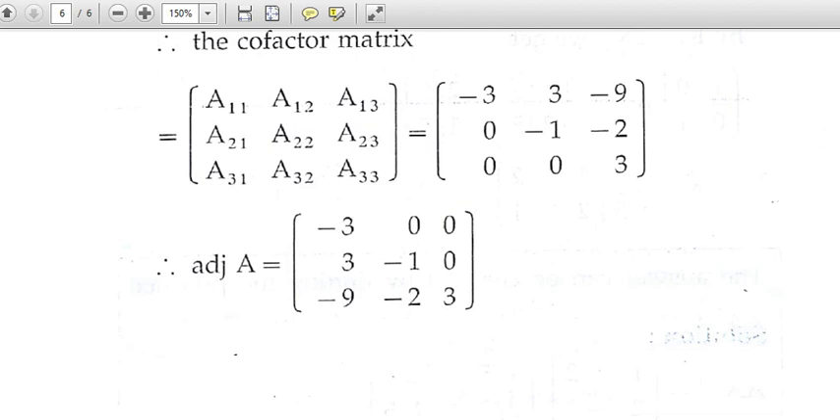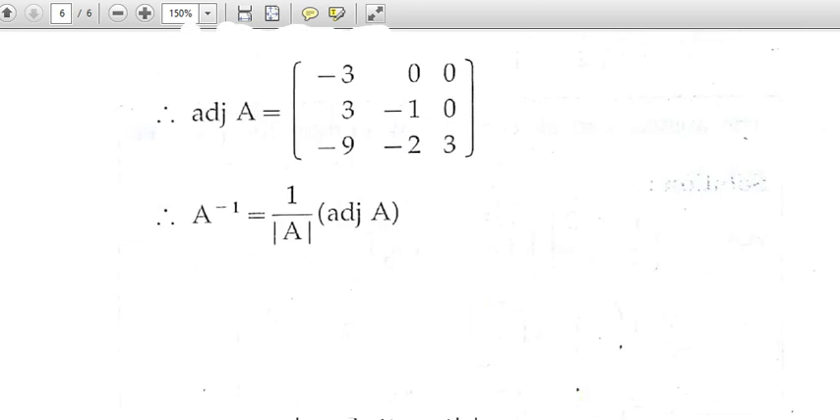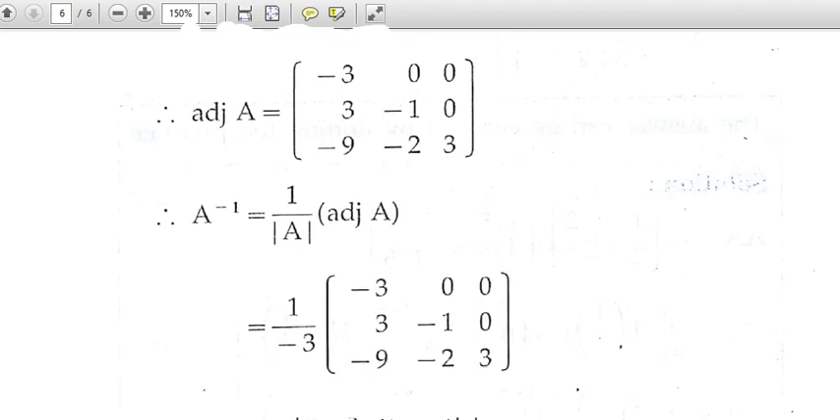Now we are going to find the inverse matrix. For A inverse, we know that it is 1 upon the determinant of A into the adjoint of A, which is equal to 1 upon minus 3 into the adjoint matrix of A. So this is our required A inverse matrix. In that case, there is no need to multiply 1 by minus 3 inside the matrix. We can write it as it is.